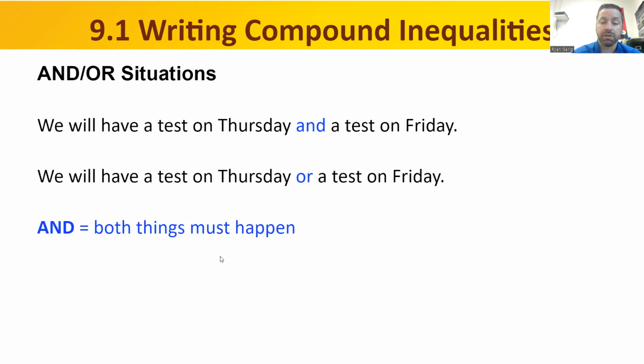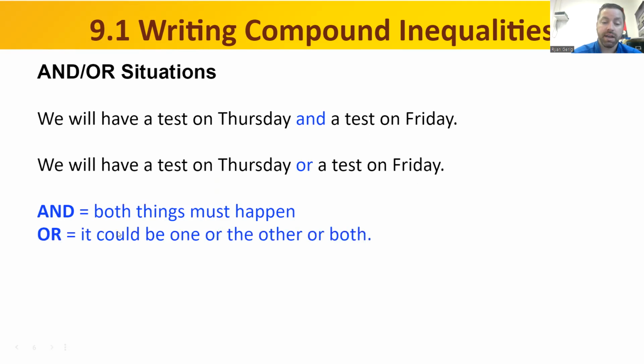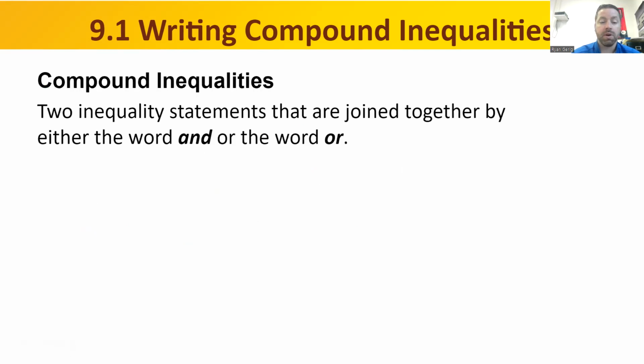We will have a test on Thursday and a test on Friday. That means you're having two tests. Okay. If we will have a test on Thursday or a test on Friday, it could be one or the other. So you just don't know. It could be Thursday or it could be Friday, but you're taking one test on one of those days. So those small words have a big impact on the meaning. Let's take a look at what that looks like with inequalities.